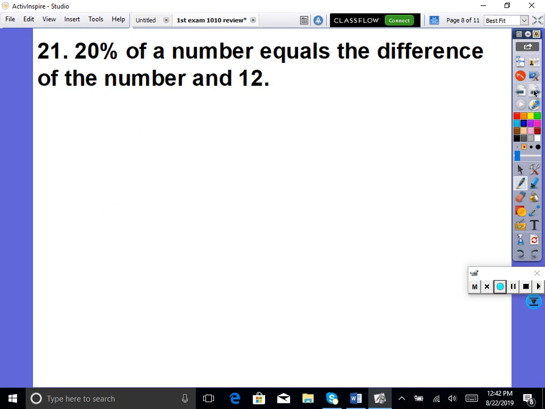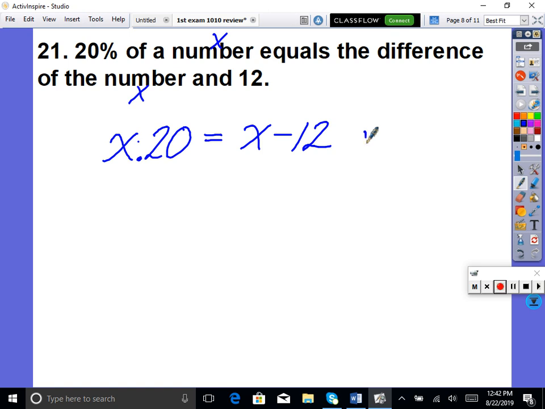So, all right, 20% of a number equals the difference of the number and 12. Okay, so our number we don't know is x. It's the same number here, so it's x. So 20% of a number, remember how to do that. You'll do the number times 0.20. And just a reminder, that's a times sign. And then that's equal to the difference of the number and 12. So there we go. There's our true statement. It does say we don't even have to solve.